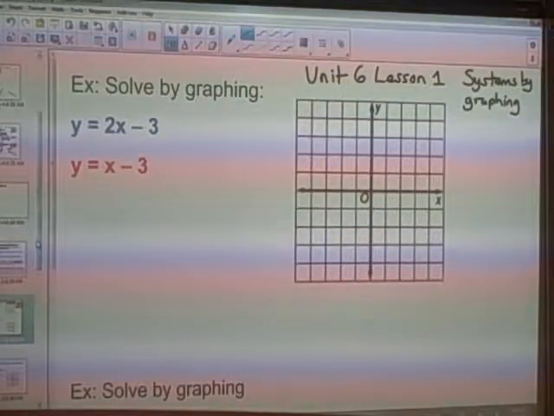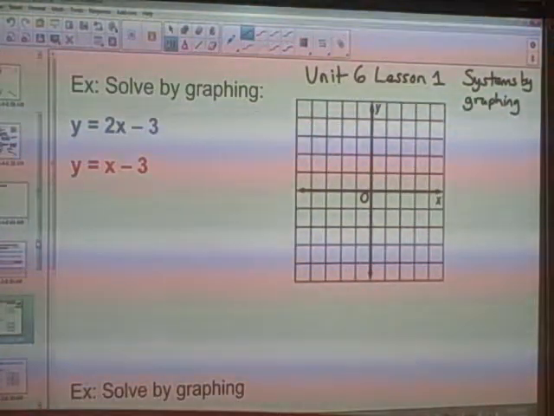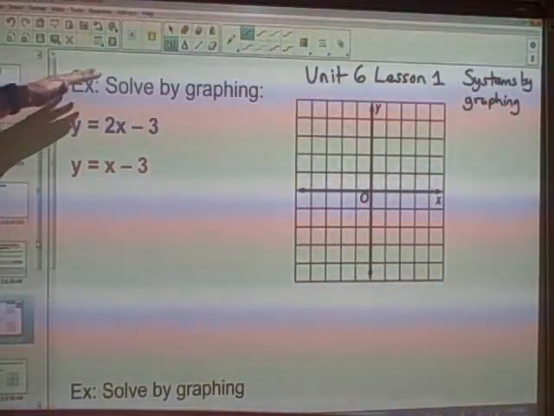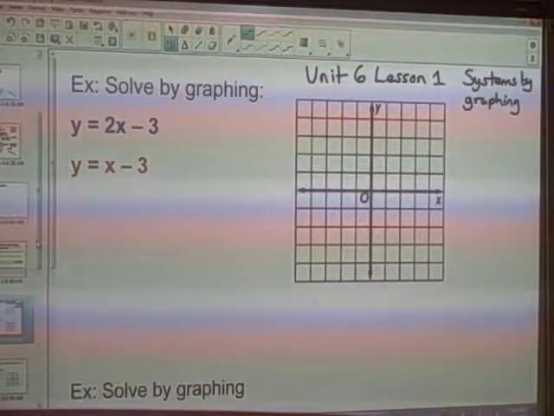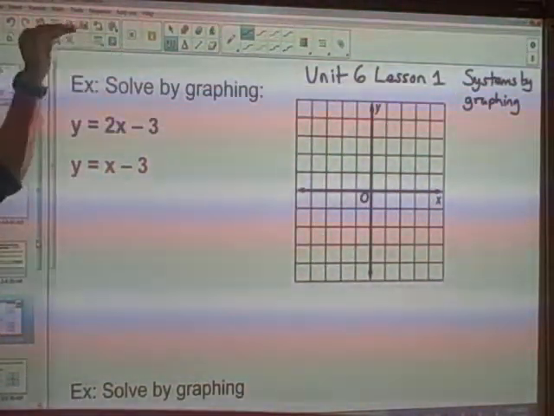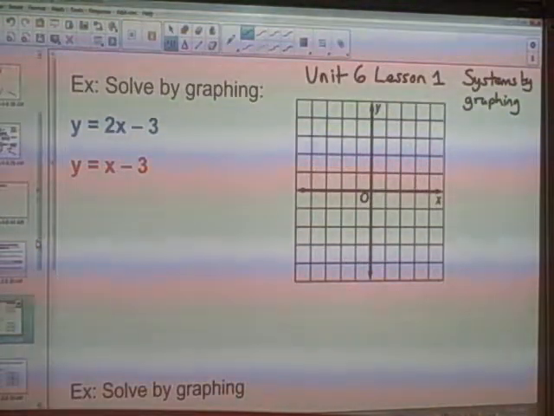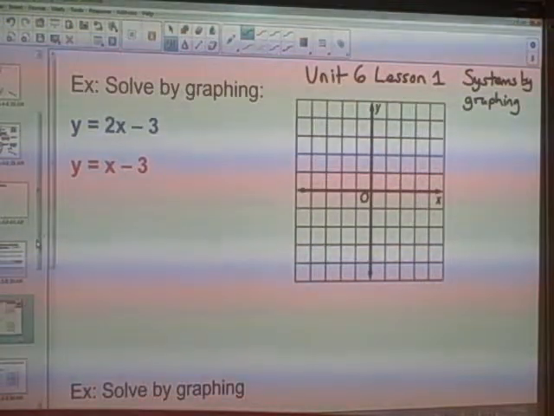So this is the first lesson of Unit 6 for Algebra 1, Systems by Graphing. In the previous section we looked at how to graph equations of lines like this, and what we're going to do this time is we're going to have two equations. We're going to graph both of these, and what we're actually looking for when we solve is where the two graphs intersect. So both of these equations start in the form y equals, so this is slope-intercept form.